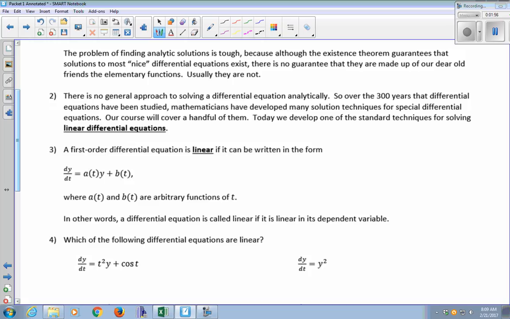Differential equations have been studied for about 300 years, and mathematicians have developed many solution techniques that apply to only specific classes of differential equations. And our course will cover a handful of them. And today we're going to develop one of the standard techniques for solving linear differential equations.